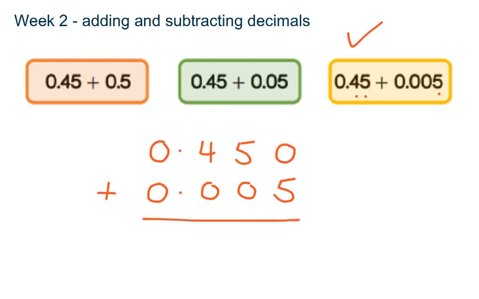Now you notice that I've set my work out really neatly. I've tried to be as organised as I possibly can, and that's what we'd like you to do as well. Once you've done that, it should be really quite straightforward when you're adding those two numbers together. So we'd like you to follow that example with the other examples that you have this week.